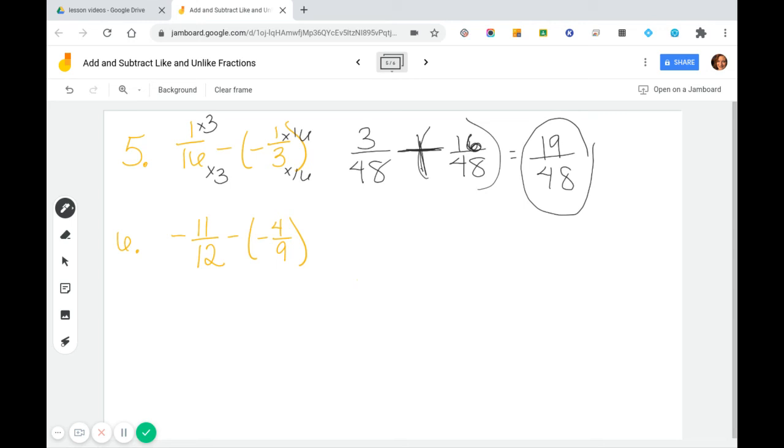Last one, 12 and 9. I could do 12 times 9. I could use 108. Or I'd rather use smaller numbers, especially when I've got, like 11s and 12s here. If I go through the multiples, 12 times 1 doesn't work. 12 times 2 doesn't. Oh, wait, 12 times 2 does work. 12 times 2 is 18.